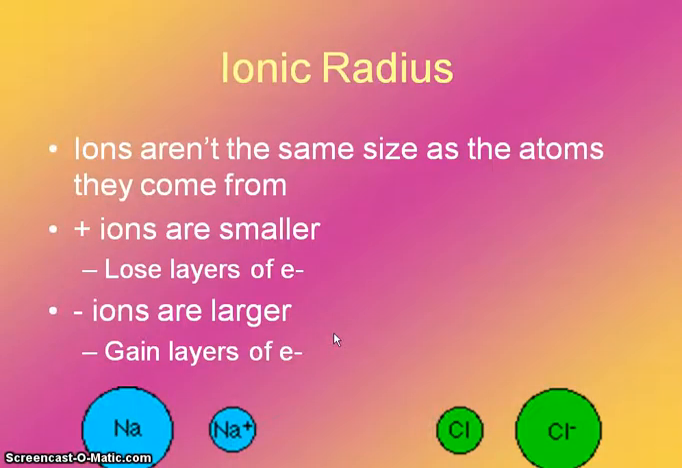Now, ion radius is a little bit different. Ions aren't always the same size as the neutral atoms that they come from. If they're a positive ion, they're going to be a little bit smaller. So all the metals, because they give away electrons to achieve an octet, will get smaller after they give away those electrons. Any of the nonmetals that will become anions or negative ions will be larger. They're gaining more electrons, so they're going to need to gain a place to put them, so they will be larger than the neutral atom.